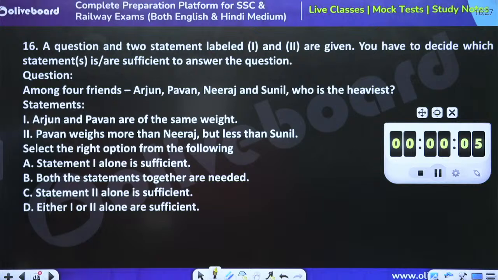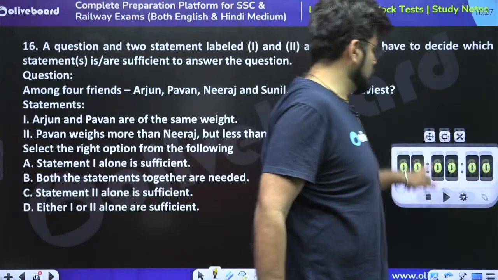Okay, what about this one? Data sufficiency. Okay, very good. Correct, good. Avijit and Argamita, good job.